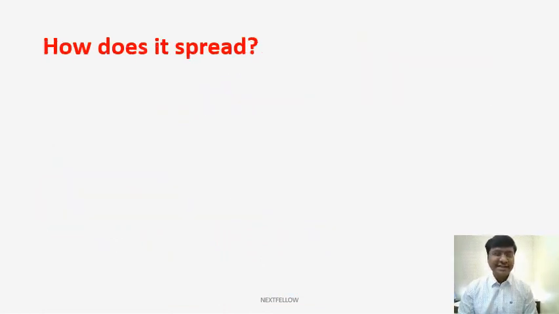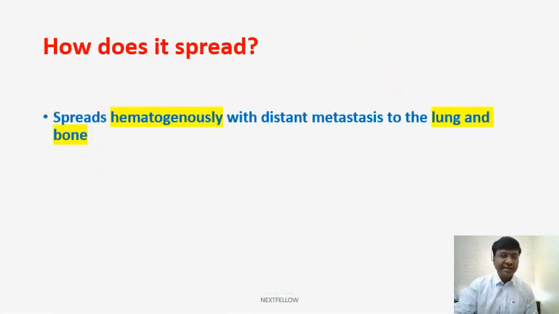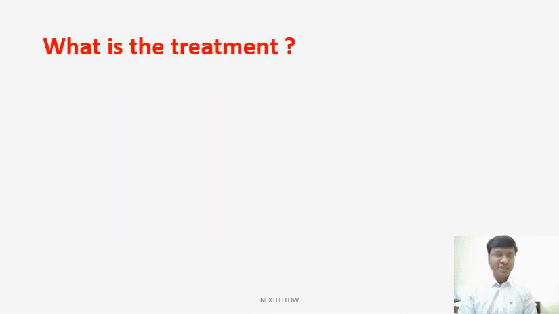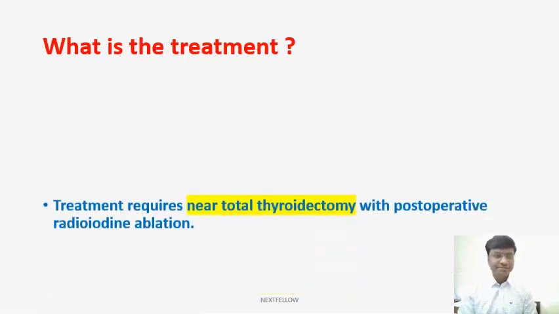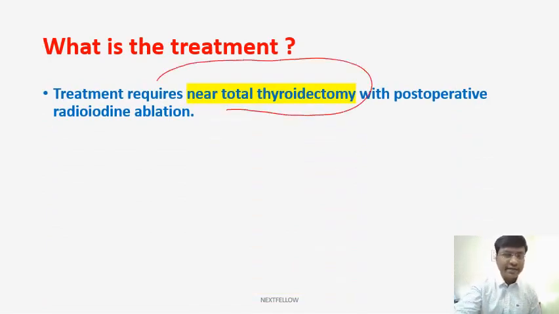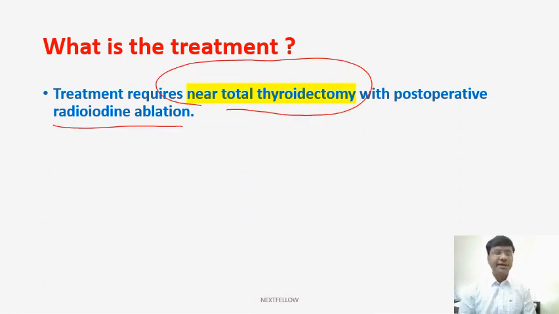Then, how does it spread? It spreads hematogenously. We have discussed that papillary carcinoma spreads through the lymphatic route, whereas follicular carcinoma spreads through the hematogenous route, and it will have distant metastasis to the lungs as well as bone. So this is the spread of the follicular carcinoma. Next, how do you treat follicular carcinoma? Treatment requires near total thyroidectomy with post-operative radioiodine ablation.